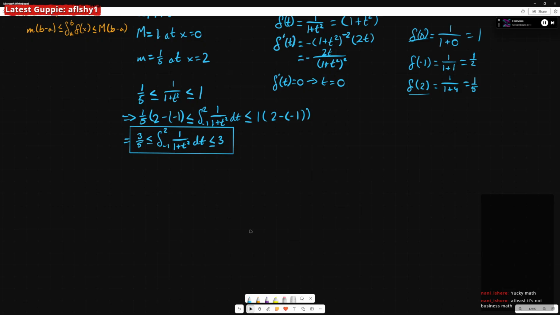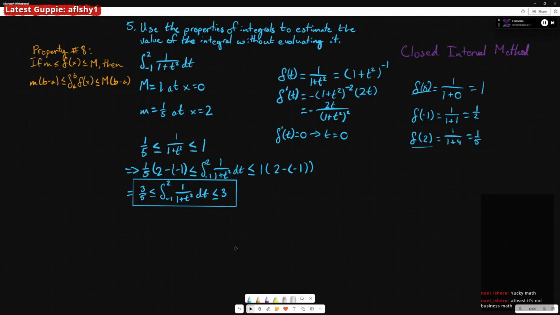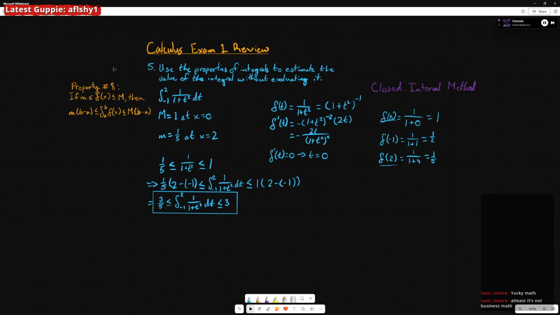We've done it. Now we have estimated the value of the integral of 1 over 1 plus t squared from -1 to 2 without actually evaluating it.